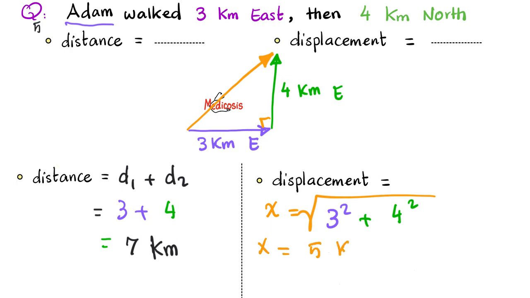5 what? 5 kilometers. Going in which direction? Northeast. Distance is a scalar, but displacement is a vector. Distance has a magnitude only, but displacement has a magnitude and a direction. And that's why I love Pythagoras so much.